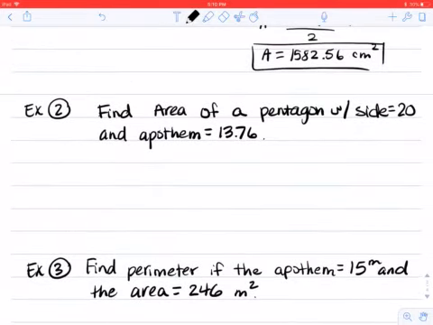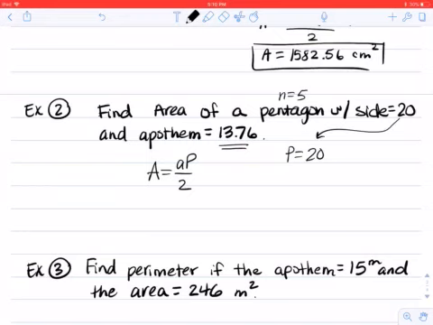Cool. Next. Find the area of a pentagon. So pentagon means it has how many sides? 5. Okay, so we can draw it or not. We don't really need to draw it. We just need the formula, which we already memorized. AP over 2. Good job. We know the apothem is 13.76. What's the perimeter? That's the other thing I need. You're going to do the side length, that's 20, multiplied by the number of sides, that's 5, which is 100.